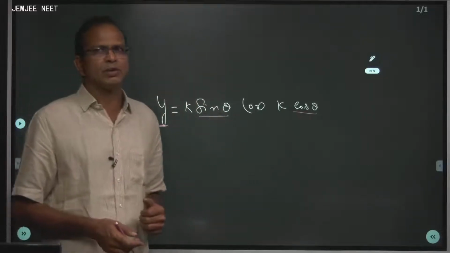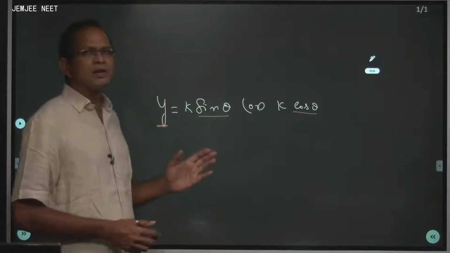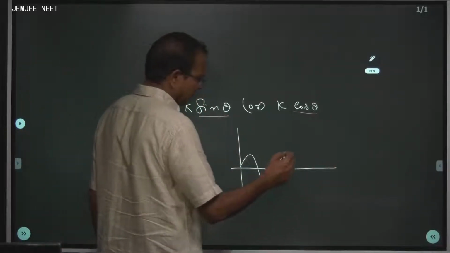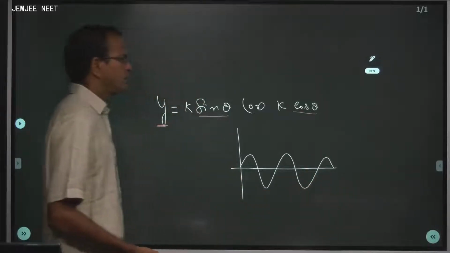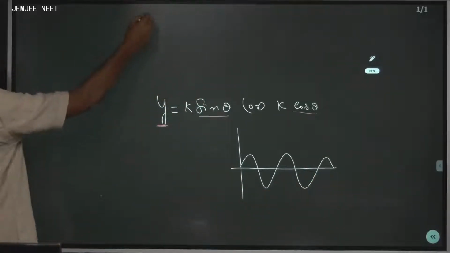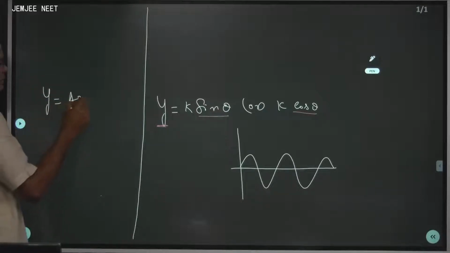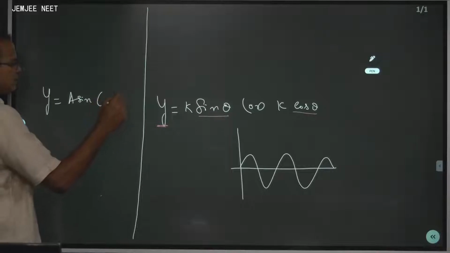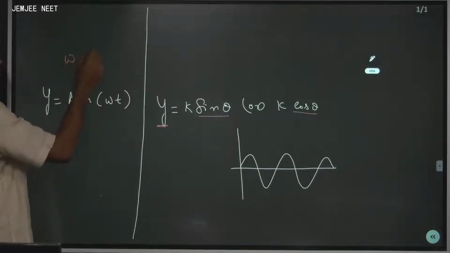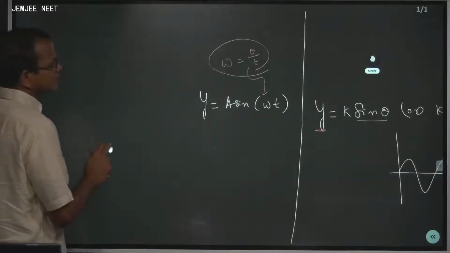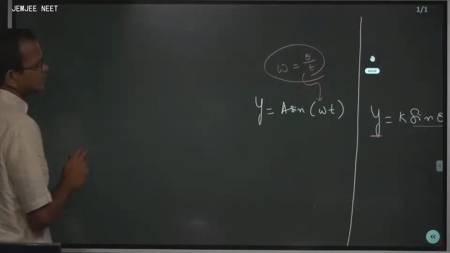You can call it simple harmonic motion because it will be repeating on its own. Suppose it's sin theta, then it's repeating on its own, you know very well. What is our conclusion today? We are going to arrive at the formula y is equal to A sin omega t, where omega is equal to theta by t, the angular frequency.